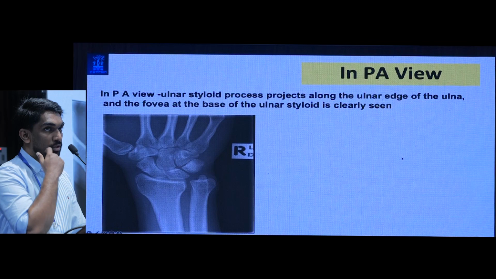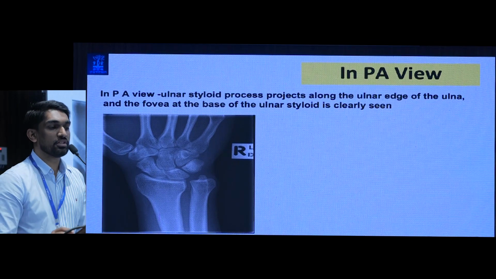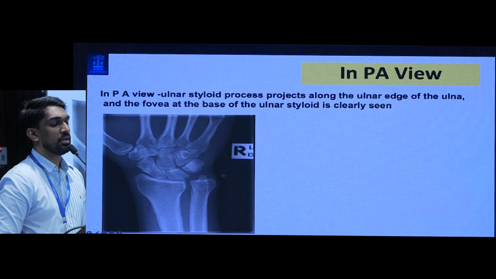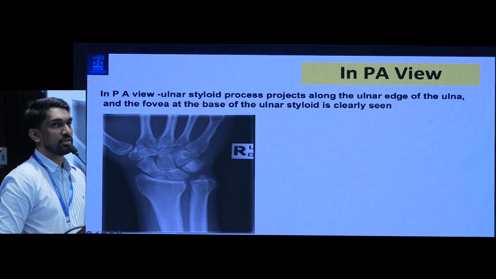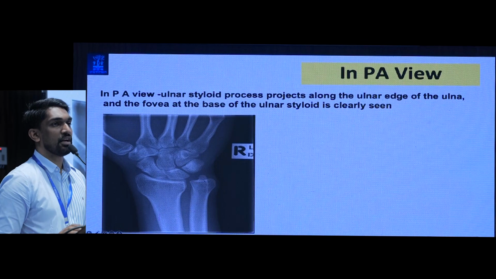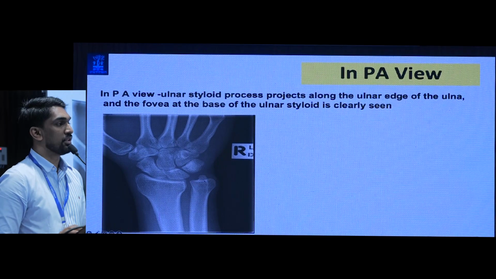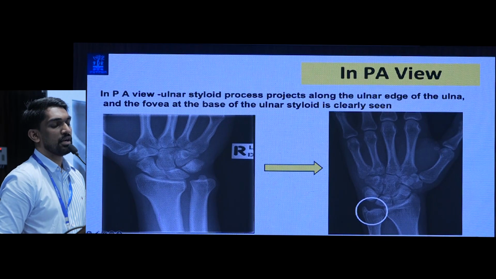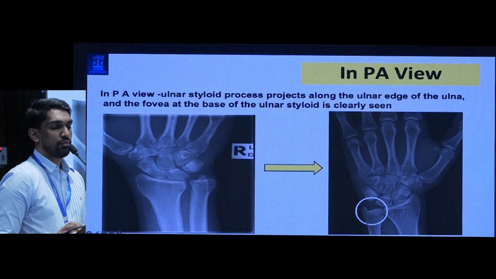So I specifically said a true PA view and lateral view. What is the importance? If you take an AP view, the ulnar styloid will not be in the ulnarmost portion. So there is a chance of missing an ulnar styloid base fracture, and you won't be able to see the fovea. So instead, you have to get a true PA view. Then you will be able to see the ulnar styloid base along with the fovea.